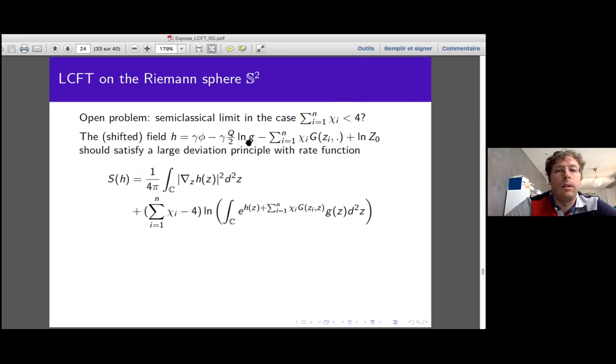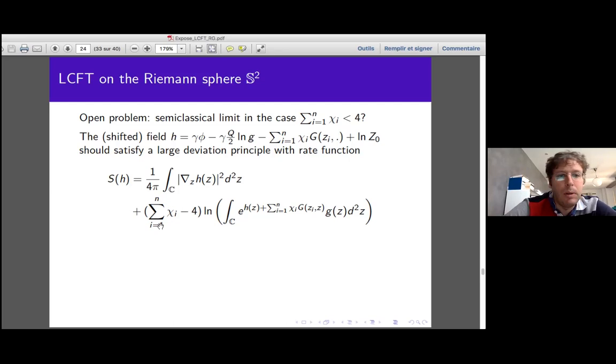If I take out my log singularities and log of z zero, this field should satisfy a large deviation principle with this rate function here. So, gradient square term plus the sum of chi i's minus four log of the integral of exponential h, plus the log singularities. You see this large deviation functional, when the sum over chi is smaller than 4, is starting to be a bit nasty because you have this convex term, but you're adding, so this is negative now.